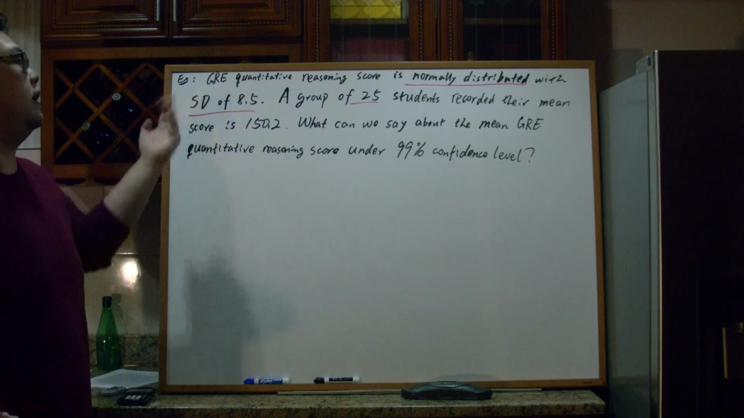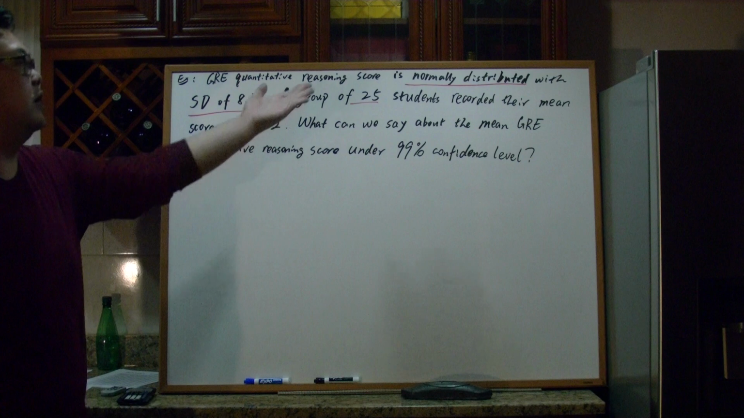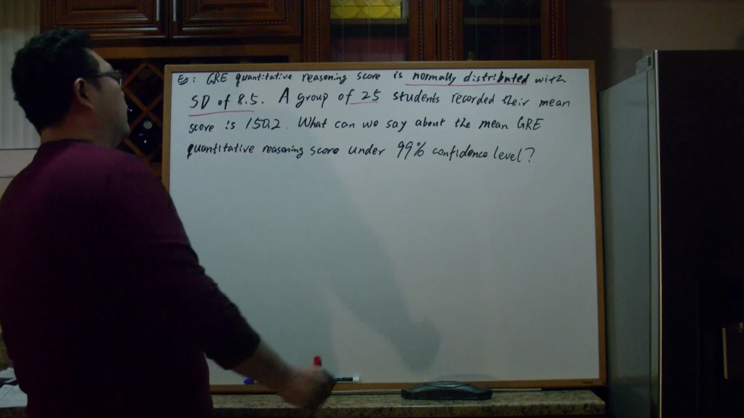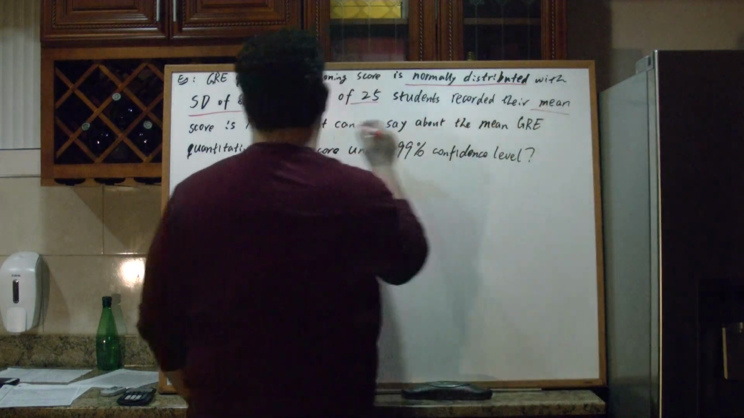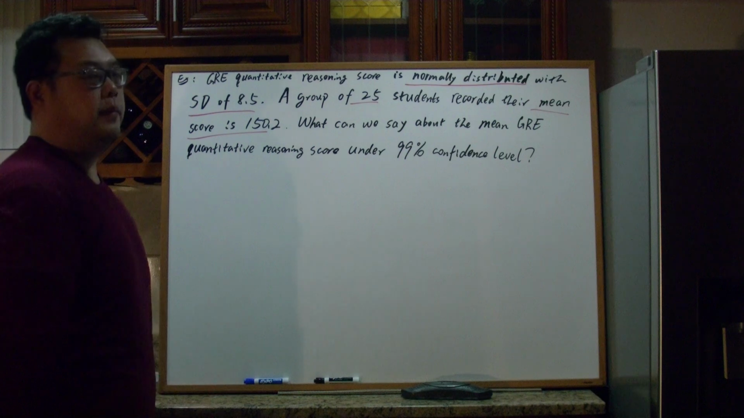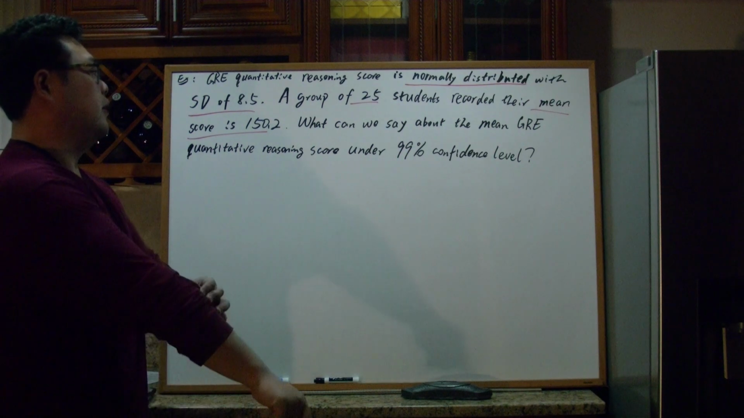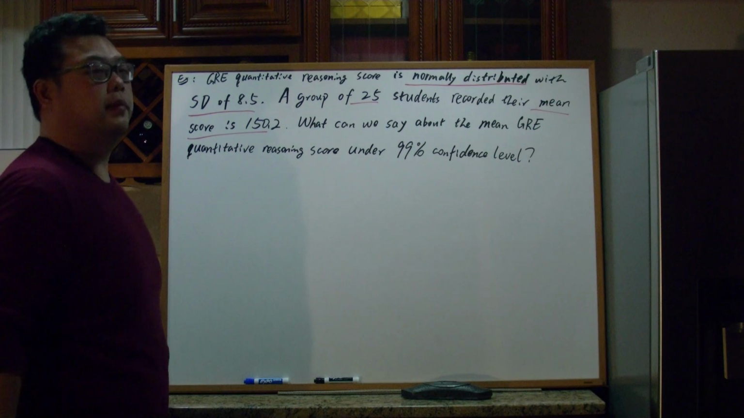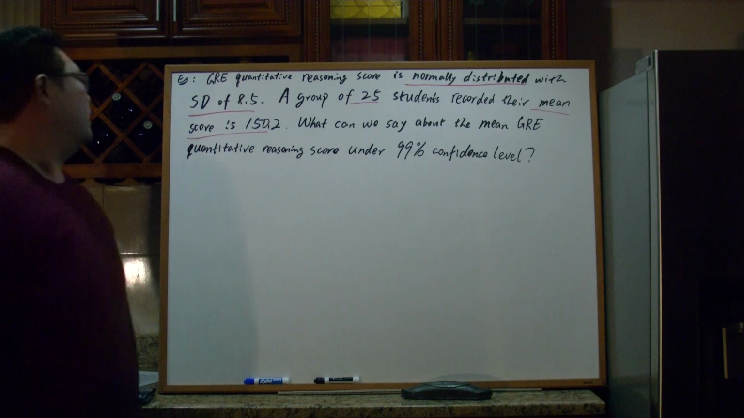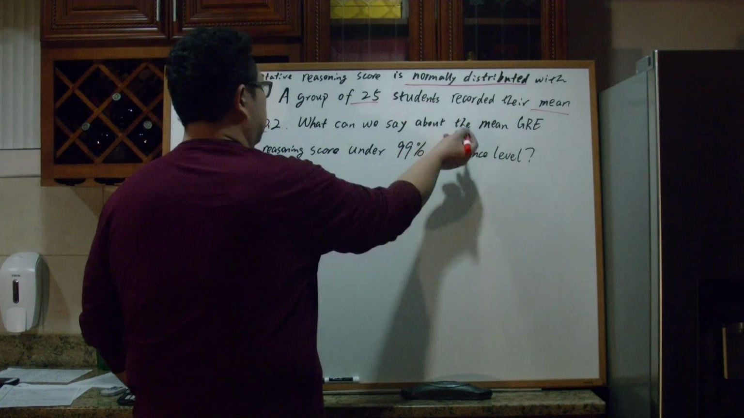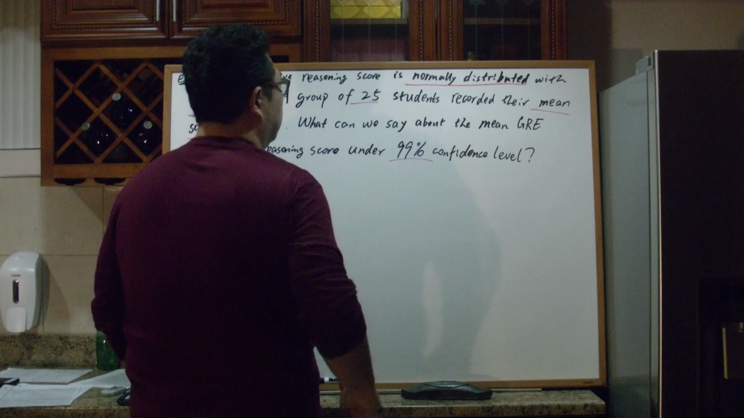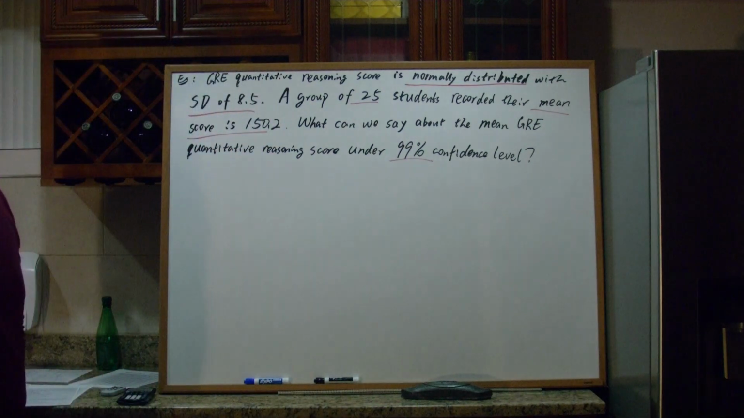Since we got the population standard deviation and we know the population is normally distributed, it has a mean score of 150.2. Then this mean has to be the mean from the sample, right? Because we have no clue about the population mean. Then this mean has to be a sample mean. Then what is also given is that we want to find the mean GRE quantitative reasoning score at the 99% confidence level.